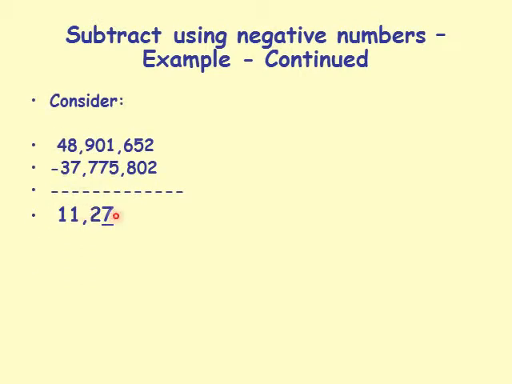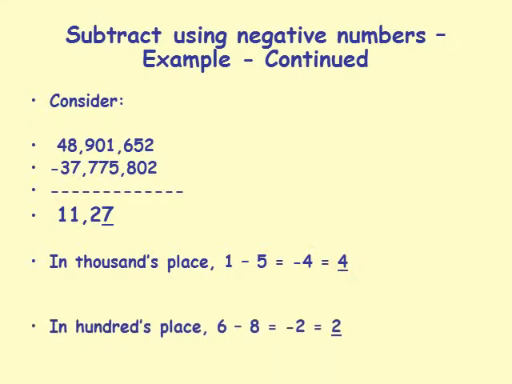So we have already computed the first 4 digits of the answer, the first 4 digits starting from the left. Now let's go back to the thousands position here. In the thousands place, we have 1 minus 5, which is minus 4, and we'll represent that as an underscore 4.